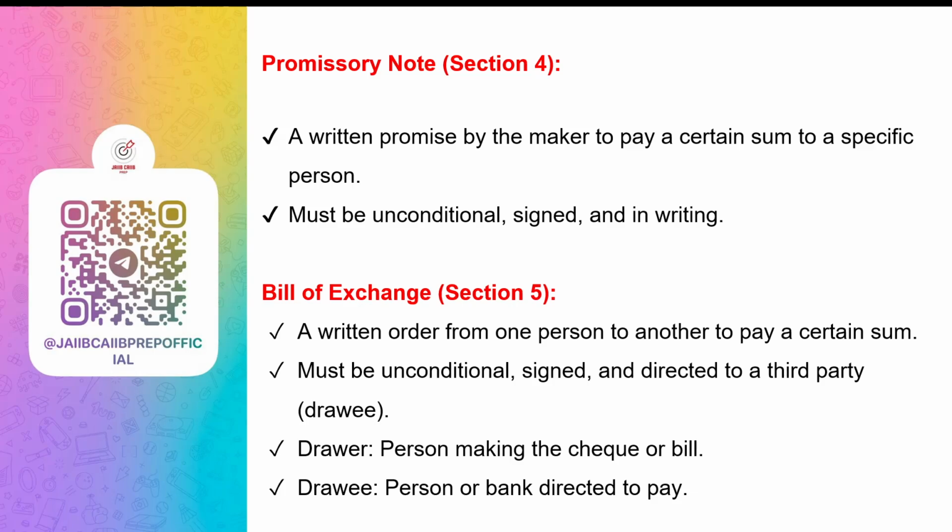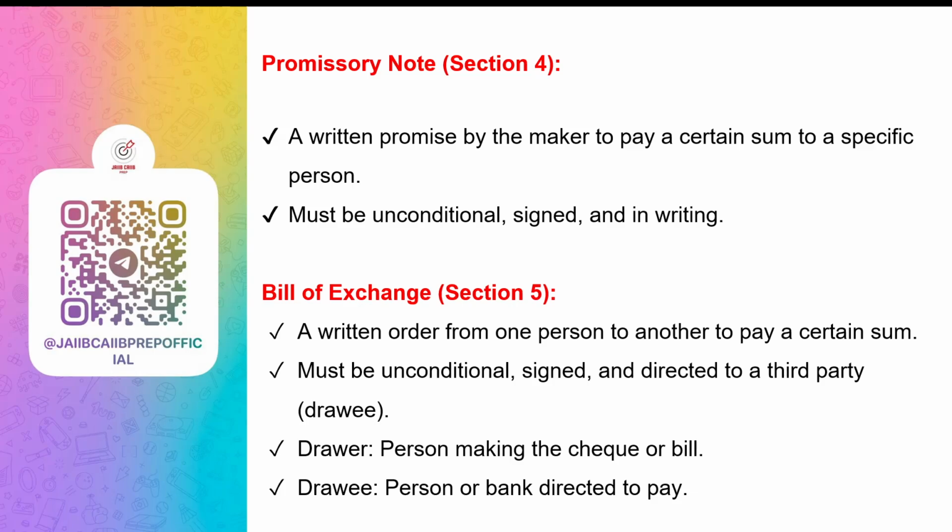Now let's move on to bill of exchange. A bill of exchange is slightly different from a promissory note. Here, instead of a promise, a bill of exchange is an order. It is a written document where one person orders another person to pay a specific sum of money to a third party. According to section 5, this order must be unconditional and clearly written.